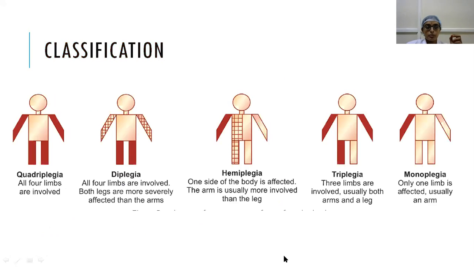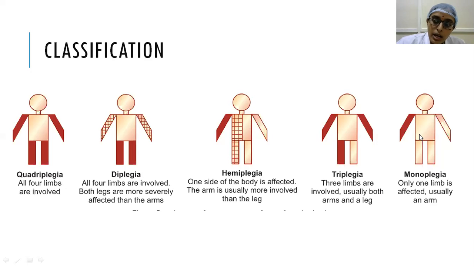First thing is quadriplegia, where all four limbs are involved. And the second type is diplegia, where you can see that lower extremities are more severely involved than the upper extremities. And coming to the hemiplegia, one side of body is involved and the upper limb is more severely involved. Coming to the triplegia, three limbs are involved. In monoplegia, only one limb is involved. So this is the classification.